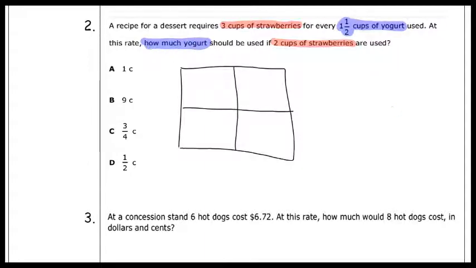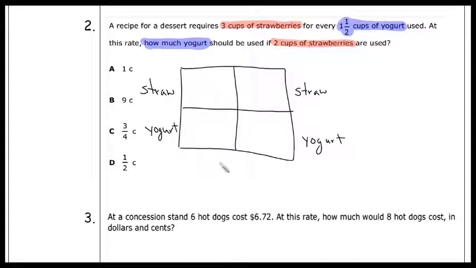Okay, so now let's fill in the proportion box with the labels. Strawberries. So I'm going to put S-T-R-A-W for short. Strawberries. Here's going to be strawberries as well. On this side is going to be yogurt, and yogurt.